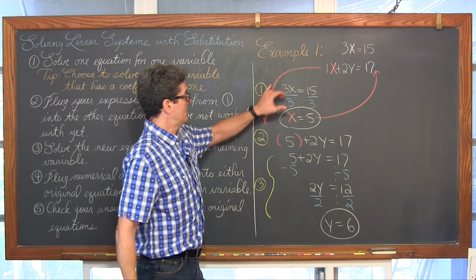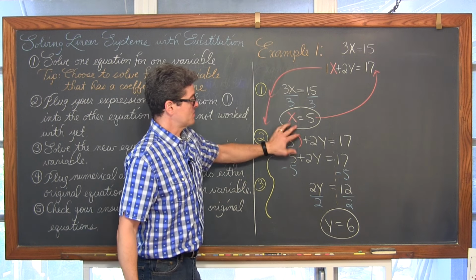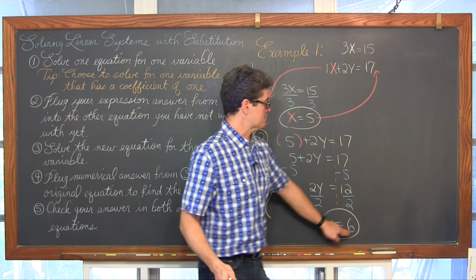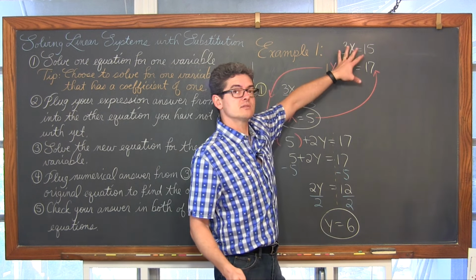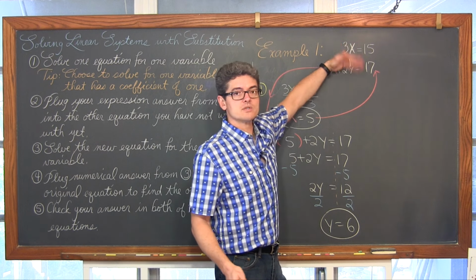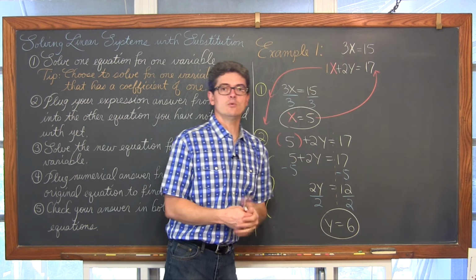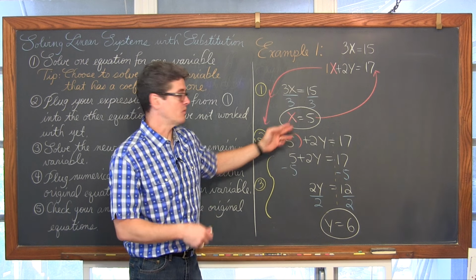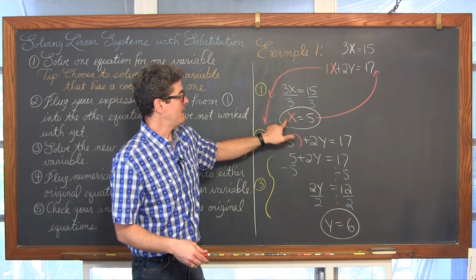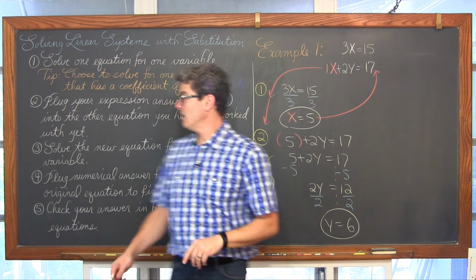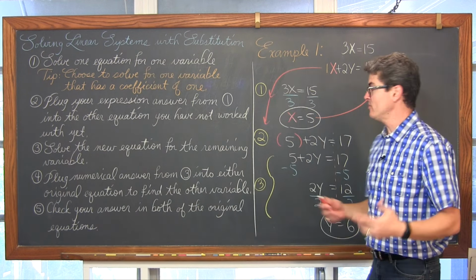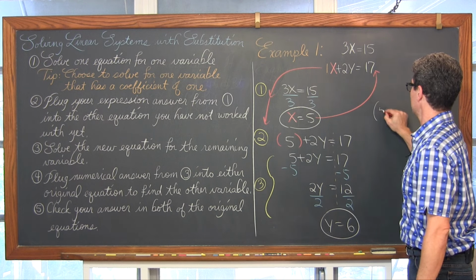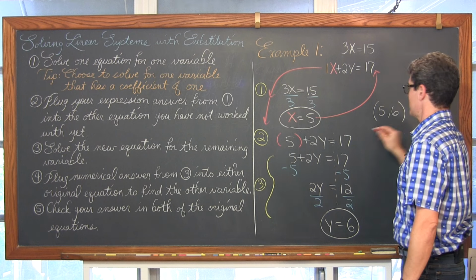Hey, I did my substitution and I solved for the remaining variable, I'm supposed to take this y equals 6 now and plug it back into one of the two original equations to find out what the value of x is. Well, in this particular case, we already knew what it was because we didn't have an expression answer from step 2. We had that numerical value, and these two lines are intersecting at the coordinate 5, 6.